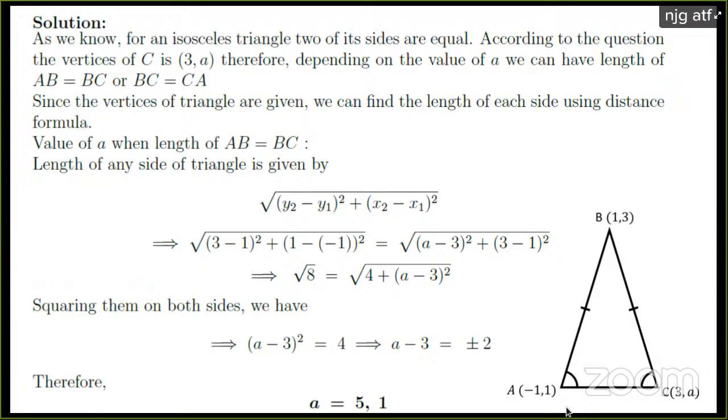So 5 is a valid value for a such that my triangle becomes an isosceles triangle. And check by substituting 1 also, you will get square root 8. So if my value of a is 1 or 5, anything, then my lengths of AB and BC will be equal, making the triangle ABC an isosceles triangle. Okay. So option A is true. A is correct.